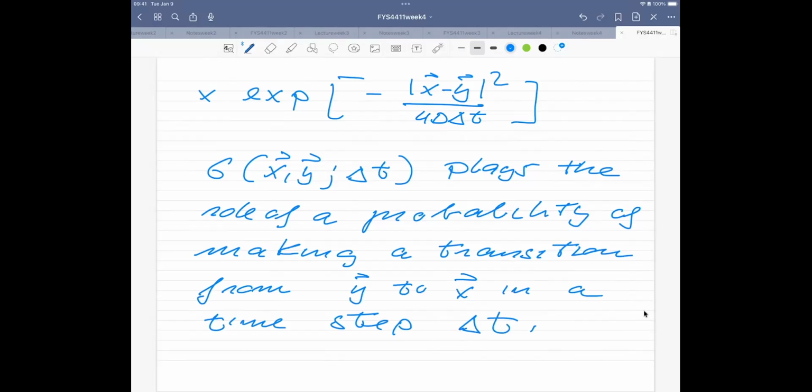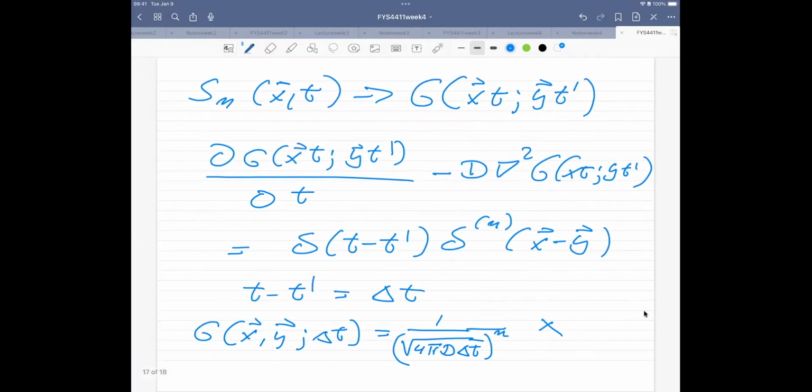So the fundamental distribution for the solution of the diffusion equation is actually given by this so-called Green's function, which you can interpret as a probability distribution for making a transition from y to x in a given time step. So what we have done now is to connect the solution of the diffusion equation with the Markov chain, where we interpret the solution to the diffusion equation as a transition probability.